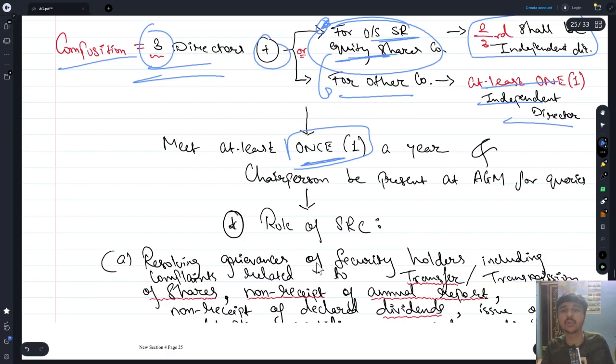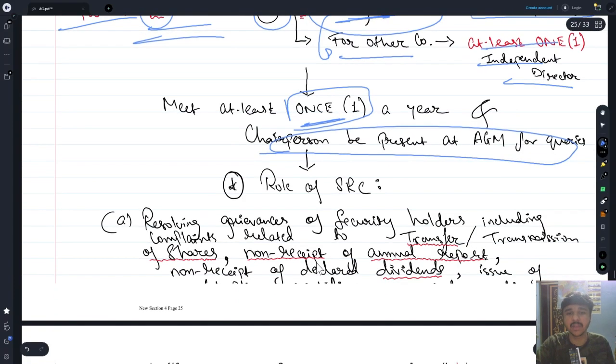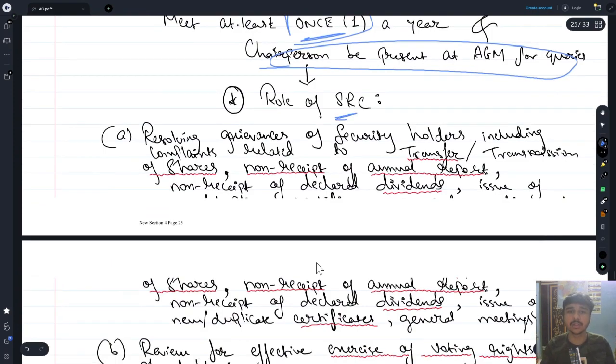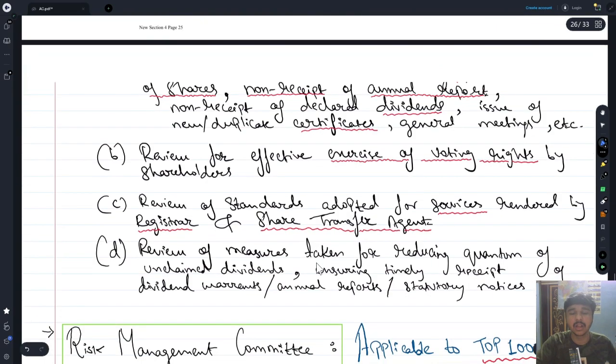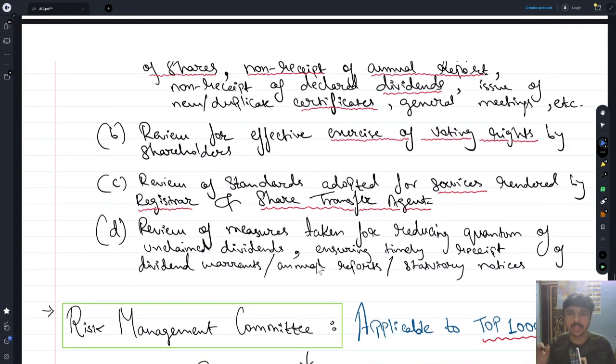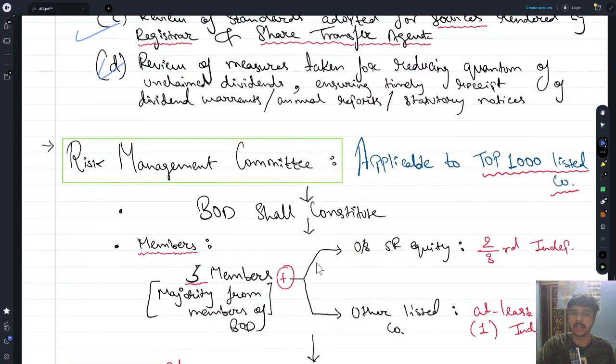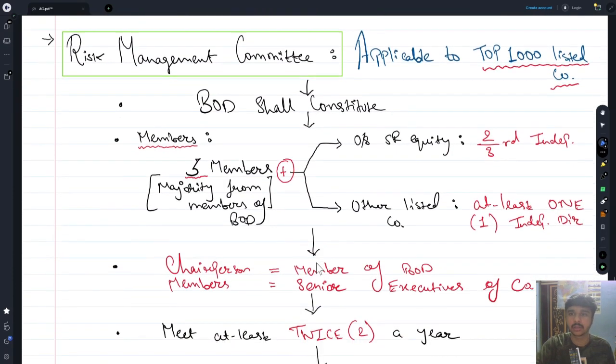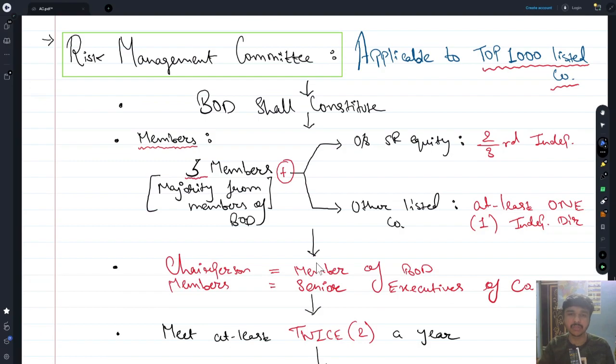So once a year they are going to meet, and the chairperson will be present at the AGM for answering the queries of the parents of the articles. And what their role is, obviously, resolving grievances of the security holders, transmission of shares complaints, non-receipt of annual reports complaints, dividend not received, the members have not got dividends, such complaints they will handle. Now these 3 are also their roles, but it's not going to be our part. It's not going to be a part where the question will be formed.